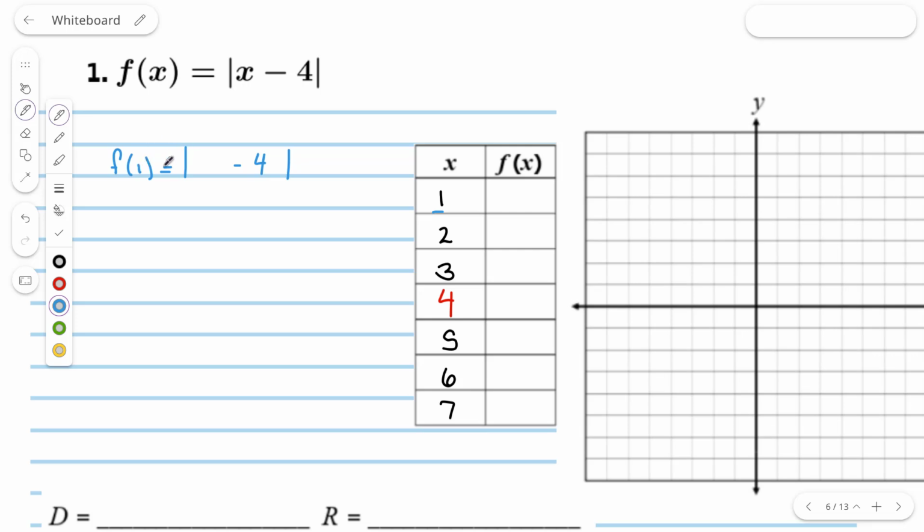So the first one is I'm going to test out what's happening at 1. So 1 minus 4 is -3. The absolute value of that is 3. So that means that I plot the point 1, 3. Now I'm going to do the same thing, but this time plug in a different number. My next number is a 2. So 2 minus 4 is -2. Absolute value of -2 is 2. So at 2, 2 is my next ordered pair.